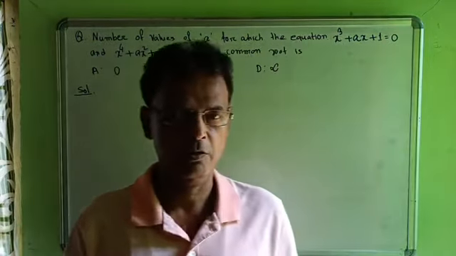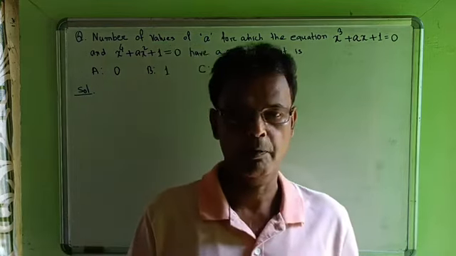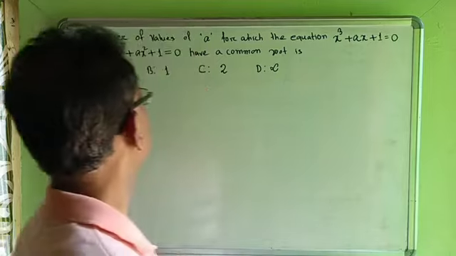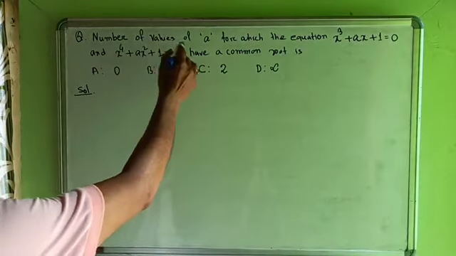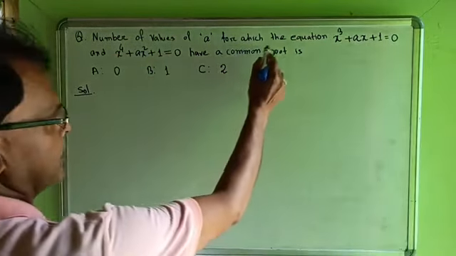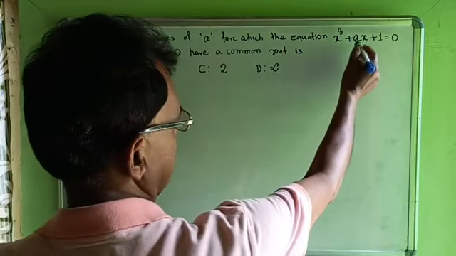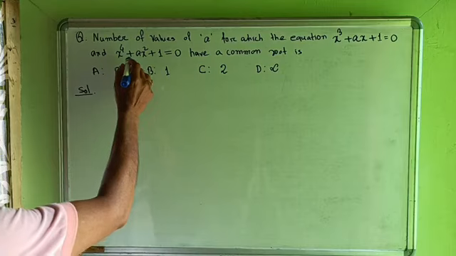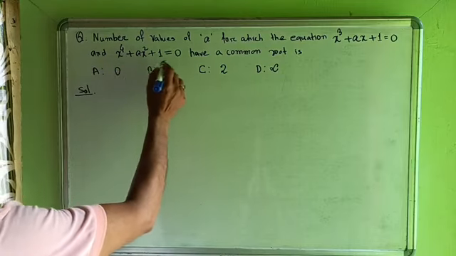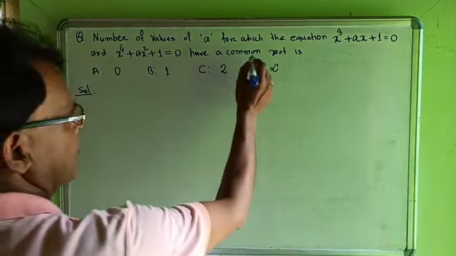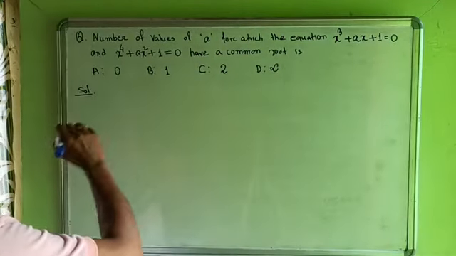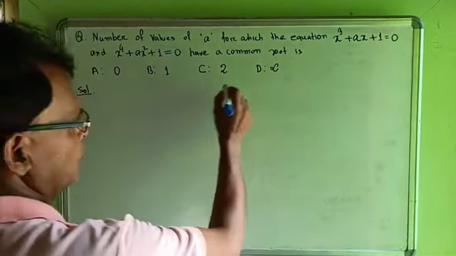Today we are going to discuss the last 4 problems of quadratic equations. Today's problem: the number of values of a for which the equation x cube plus ax plus 1 equal to 0 and x to the power 4 plus ax square plus 1 equal to 0 have a common root is: A 0, B 1, C 2, D infinite.